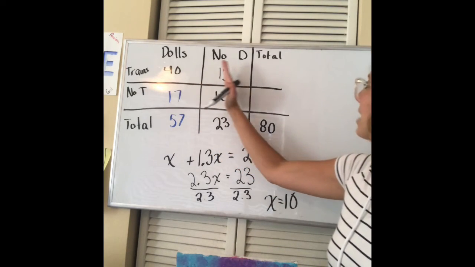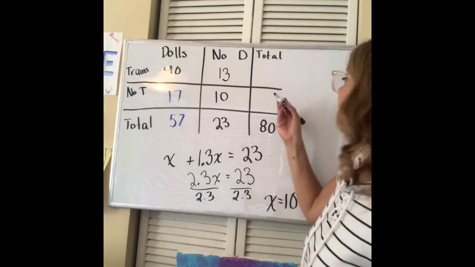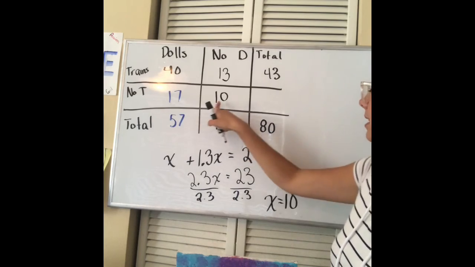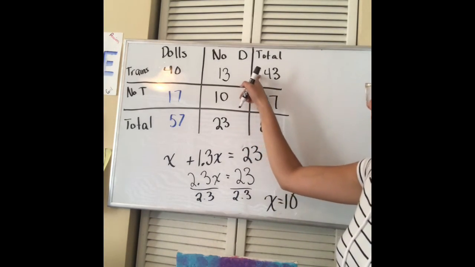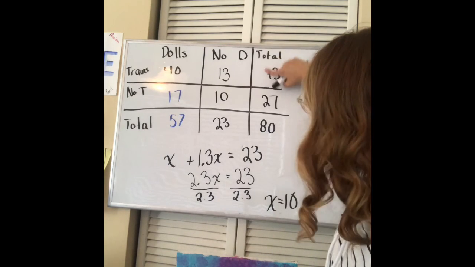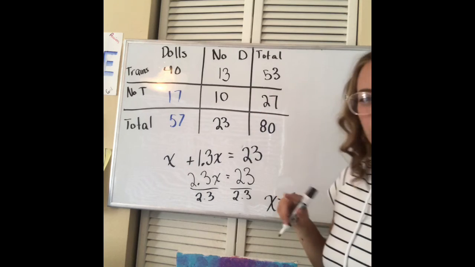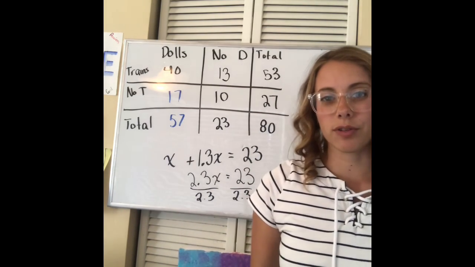And now we're just going to add across to find our totals. So 40 plus 13 is 53. And 17 plus 10 is 27. 53 plus 27 does give us 80, so we ended up with the correct numbers.